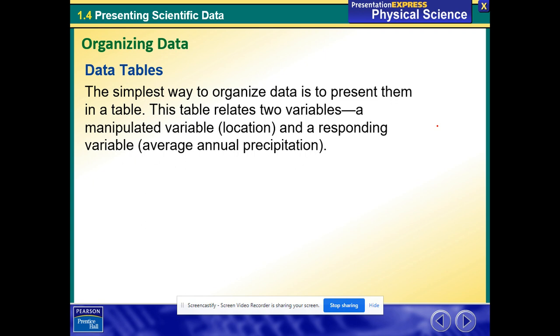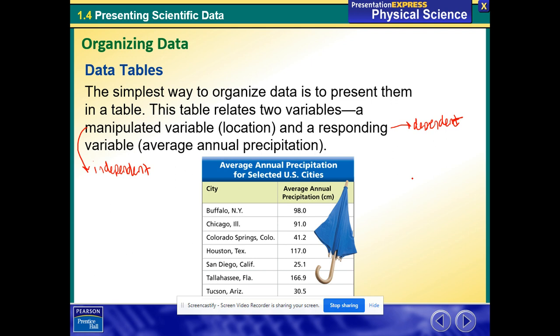So let's look at those words. Remember, we said a manipulated variable is going to be the independent one. This is the one that you are physically changing. The responding variable responds to the manipulated one. So this is going to be also called the dependent, is what you guys learned it as, the dependent variable. So here is our data table.